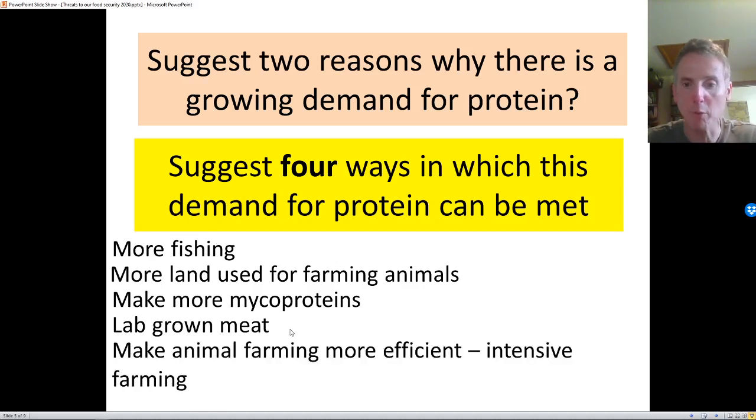We can make animal farming more efficient. We could intensify it, so stop them moving, keep them warm, etc. But that has ethical issues associated. People might not want to eat meat that's been raised with low animal welfare standards. So all of these are ways of solving the problem, but they have downsides.